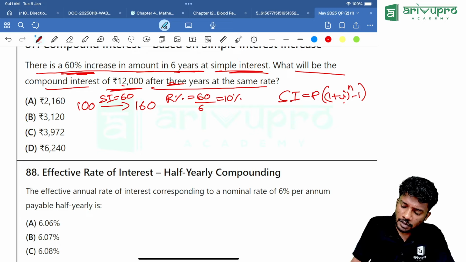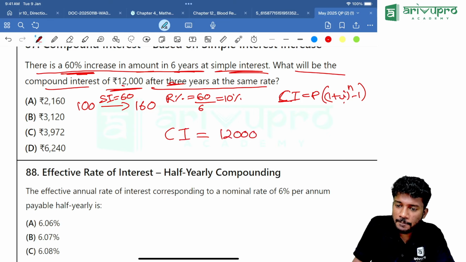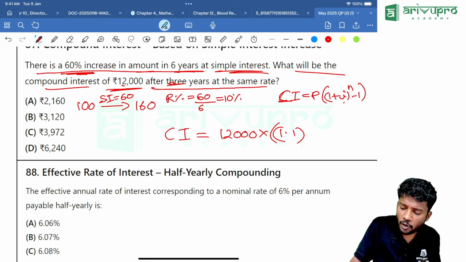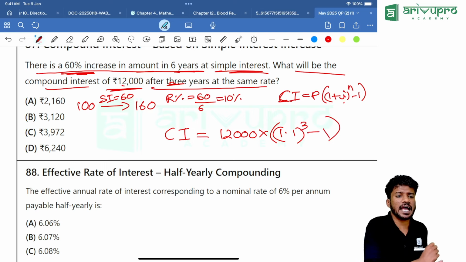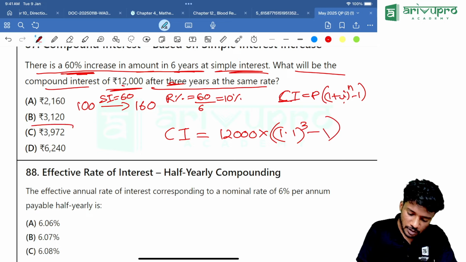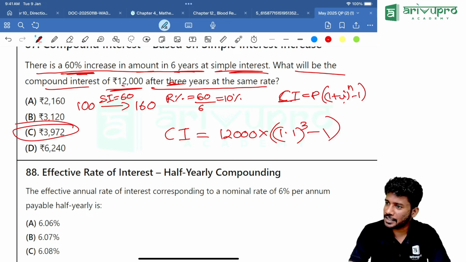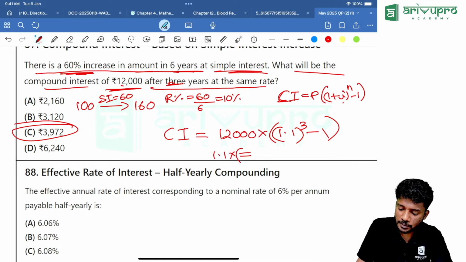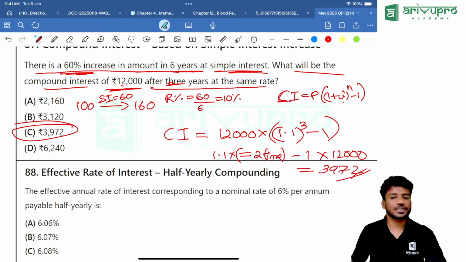Now the CI value you need to find. CI is equal to how much? P is 12,000 into (1 plus I). 1 plus I is how much? 1.1. The whole power 3 minus 1. Get me the answer. Everyone understood this? Is this clear for everyone? So type 1.1 multiplied how many times? 3 times. Then minus 1. Then multiply it with 12,000. You will get it as 3972.